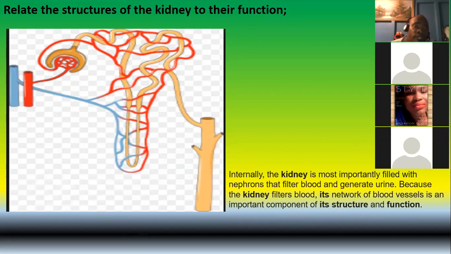Now, when they ask us to relate the structures of the kidney to their function, they basically want you to speak about this diagram here. You might not be able to draw the picture itself, but when you speak about it, you talk about what happens at each section of the nephron. So I'm going to ask the class now to tell me what happens at each section of the nephron. Somebody describe what happens right at the Bowman's capsule here.